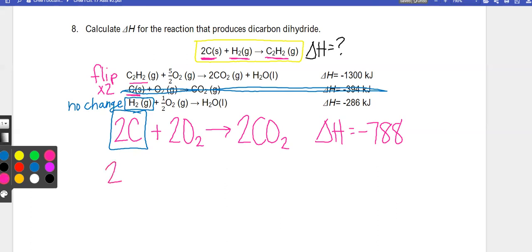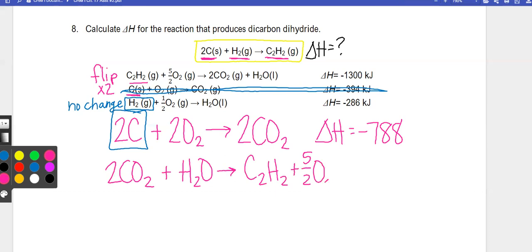So the 2CO2 plus H2O will go on the left, and then arrow C2H2 plus 5 halves O2 on the right side. And then delta H, just change the sign. When you flip, you change the sign. So it was negative 1300 before, so now it's going to be a positive 1300 for the new flipped equation. And then cross that out so you don't look at it anymore.